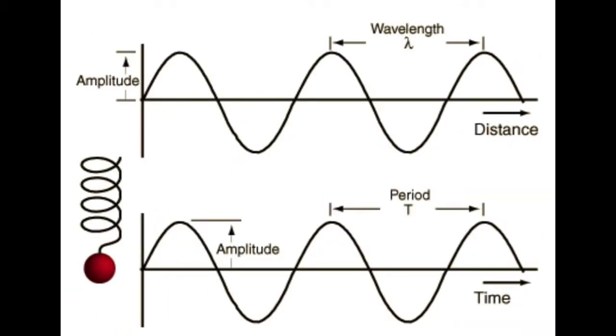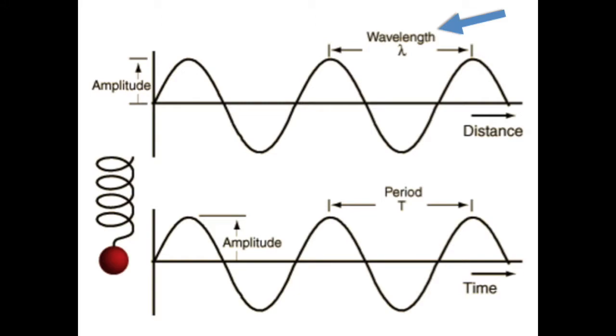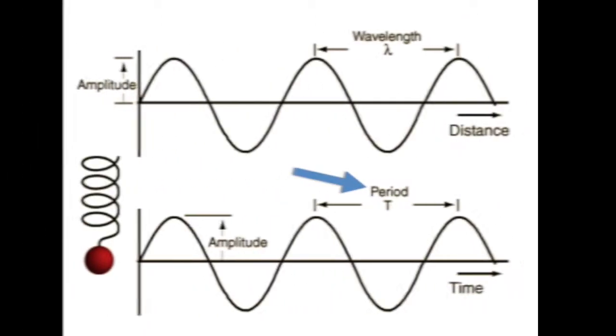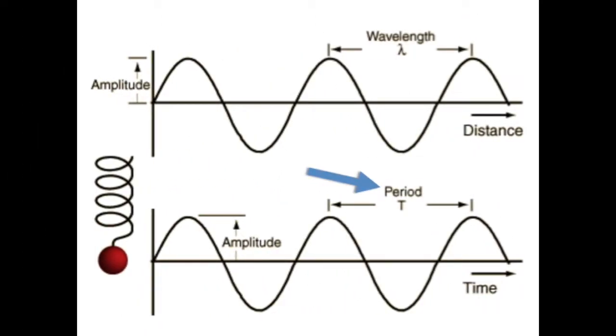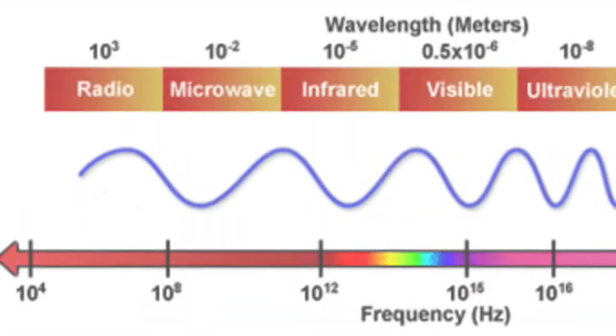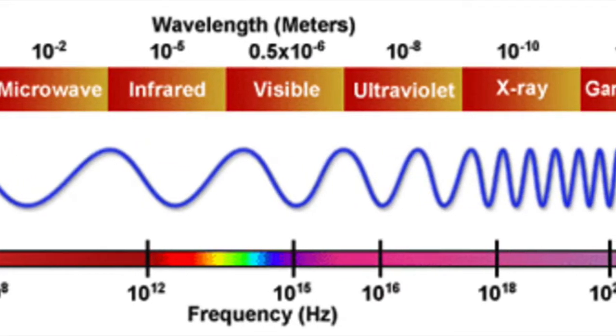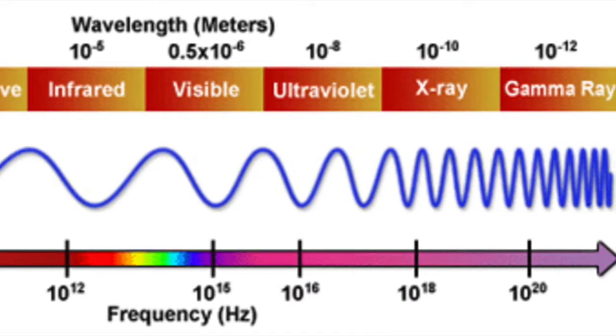Here's a standard sinusoidal wave. As shown, the amplitude is the distance from the baseline to a peak. The wavelength is the length from one peak to the next. The period is the time from one peak to the next. And frequency is simply 1 over the period. These characteristics are consistent in all waves, but have very different values as we move across the electromagnetic spectrum.